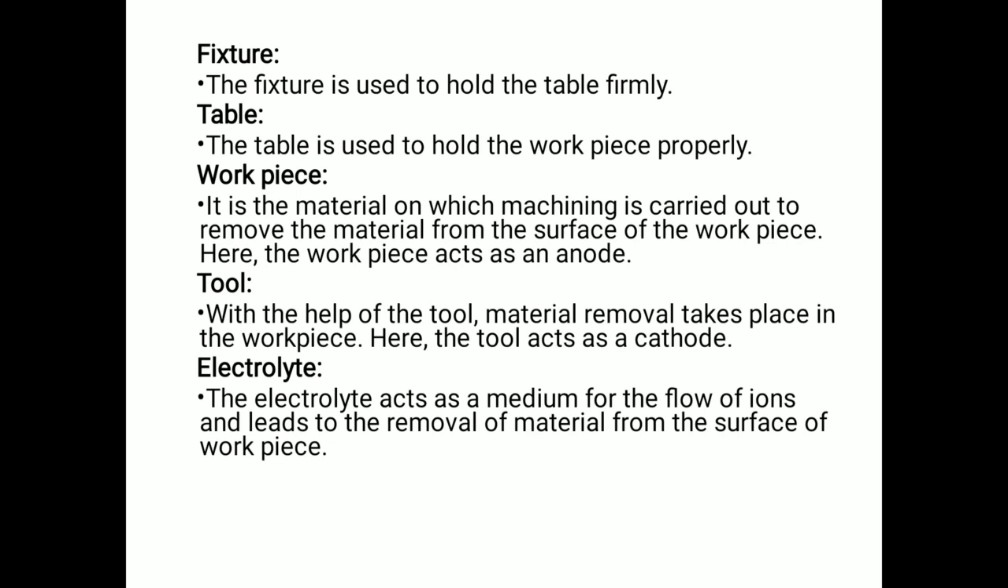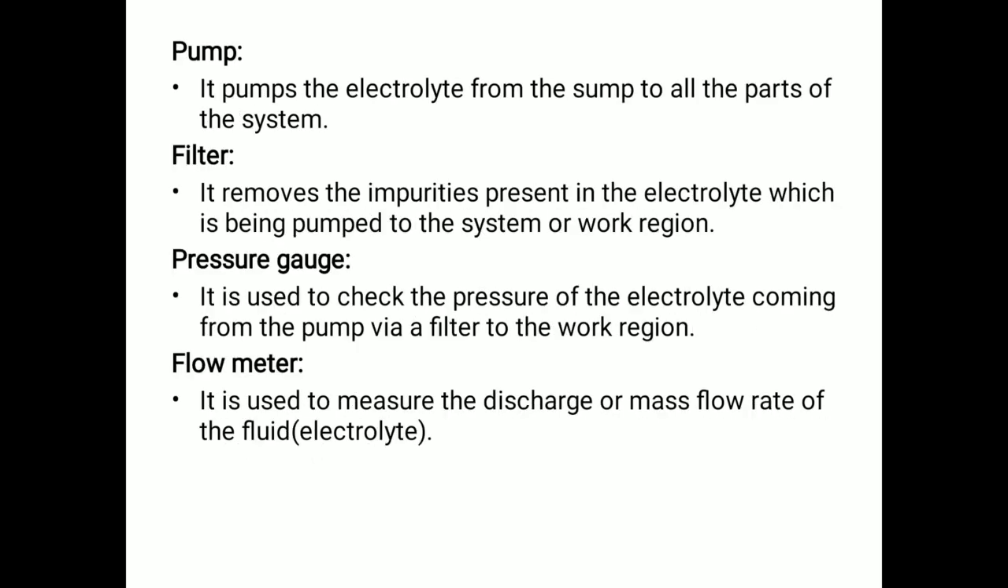Electrolyte. The electrolyte acts as a medium for the flow of ions and leads to the removal of material from the surface of the workpiece. Next one is pump. Pump is used to circulate the electrolyte from the sump to all parts of the system. Next one is filter. It removes the impurities present in the electrolyte which is being pumped to the system or work region. Next one is pressure gauge. It is used to check the pressure of the electrolyte coming from the pump via filter to the work region.